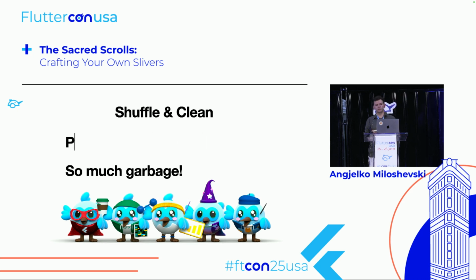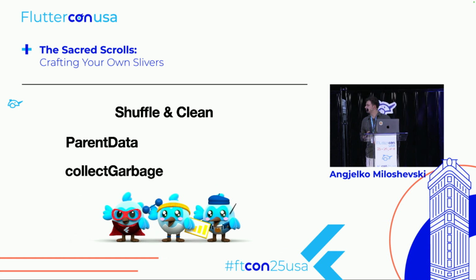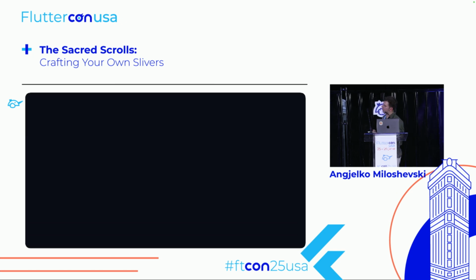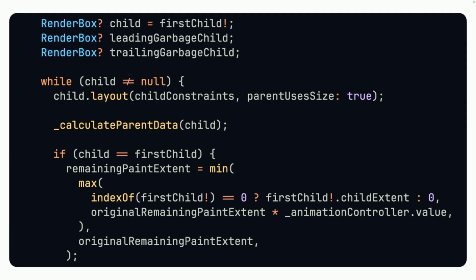And all of these have its own related properties or methods. So we use the parent data, of course, and we use the collect garbage. Now, here's a snippet of a code of how will that look like. And as you can see, we call the layout method of the child. We calculate the parent data with the method we used before.